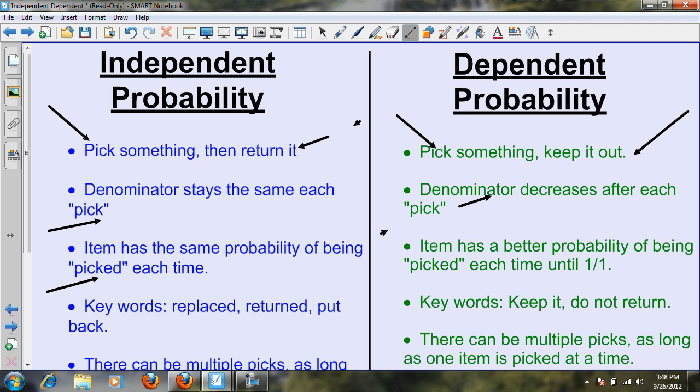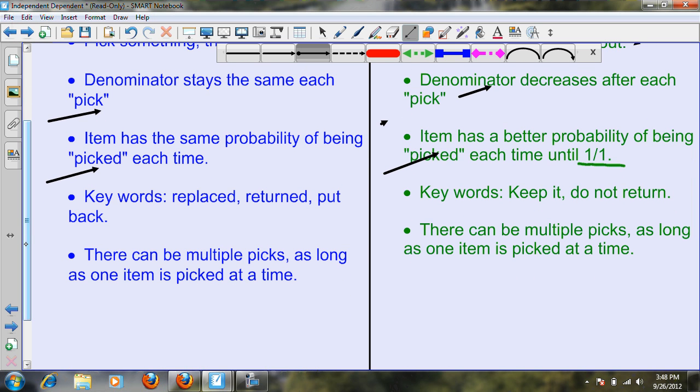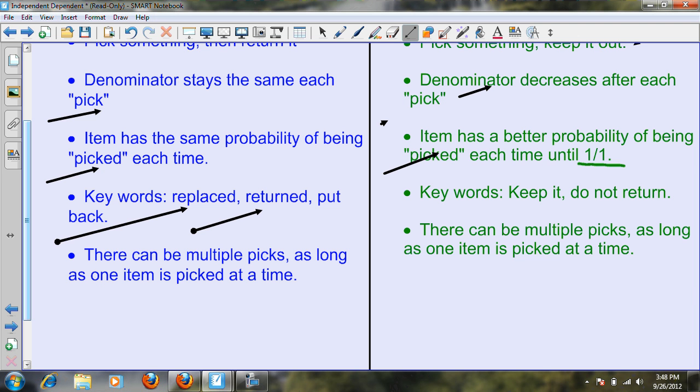Item has the same probability of being picked each time because every time I put that student's name back in the cup. Item has a better chance of being picked each time someone else is picked until I only have one selection left. Keywords to remember in independent: replaced, returned, put back. Keywords for dependent: keep it, do not return. Independent, there can be multiple picks as long as one item is picked at a time. Dependent, same thing. There can be multiple picks as long as one item is picked at a time.